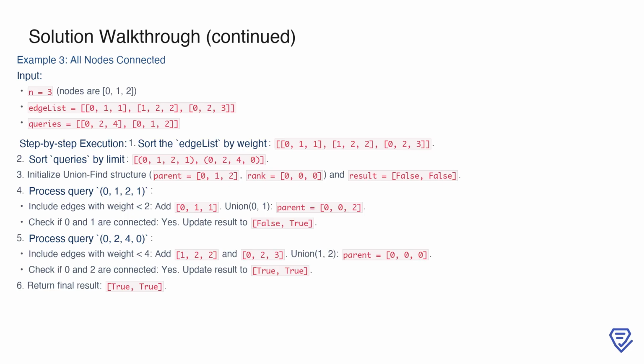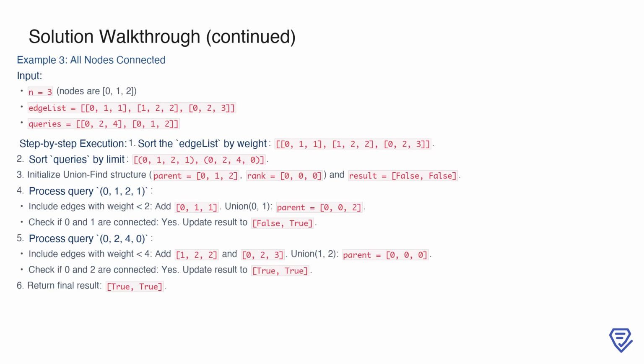The edges are arranged in ascending order of weight, and the queries are sorted by their weight limits with indices for the result. The union find structure is initialized with each node as its own parent and all ranks set to 0. The result array is initialized to false for both queries. For the first query, we include edges under the weight limit of 2, adding the edge between nodes 0 and 1. A union operation connects these nodes, and checking their connectivity confirms they are connected, updating the result.